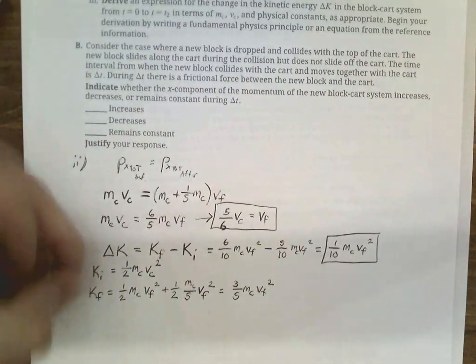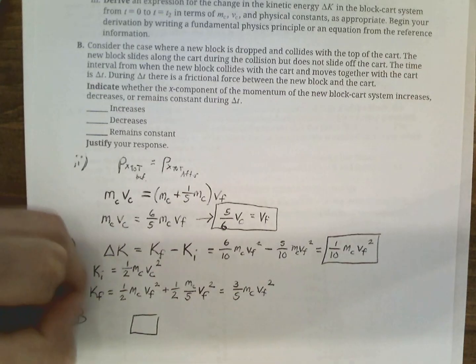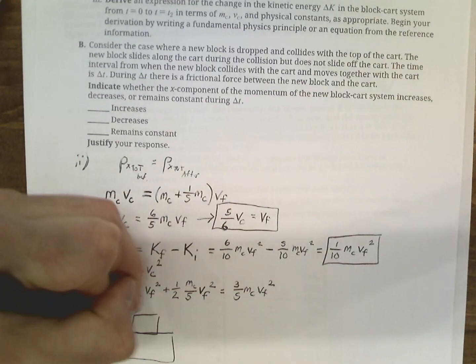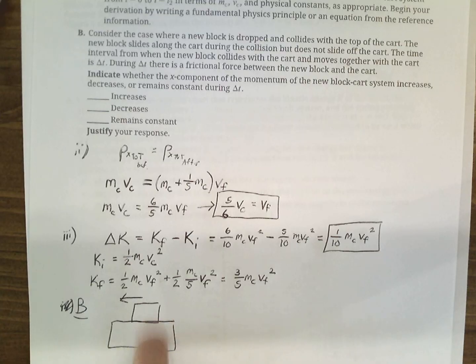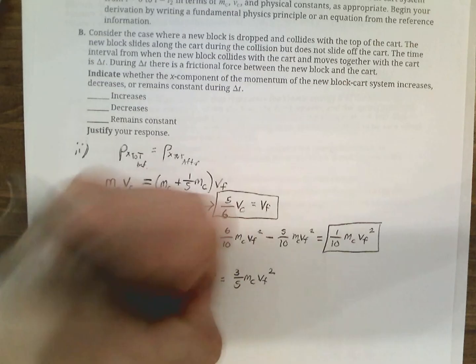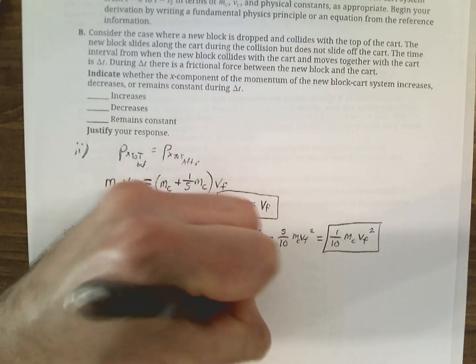What's essentially happening is the block on top, as the cart moves forward, might slide backwards. As it does so, it's going to exert a frictional force between the top block and the bottom cart. However, even though this new force is being exerted, and the problem's kind of tricking us by saying there's a force acting, this force is an internal force. And so we would still expect the total momentum to stay constant.